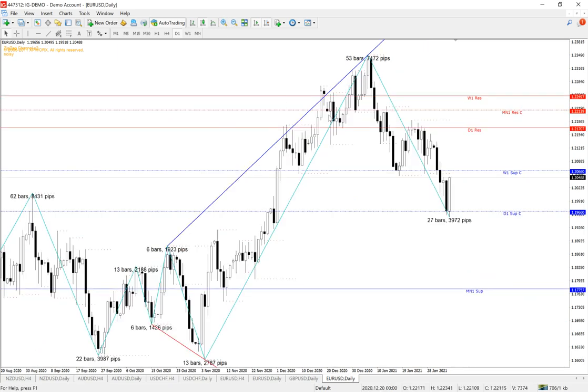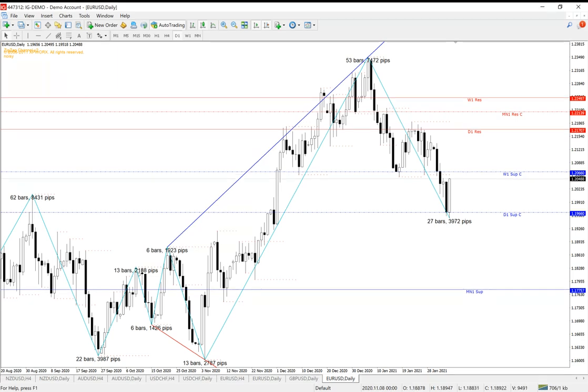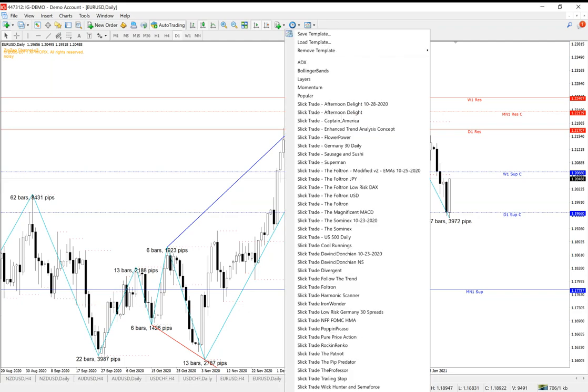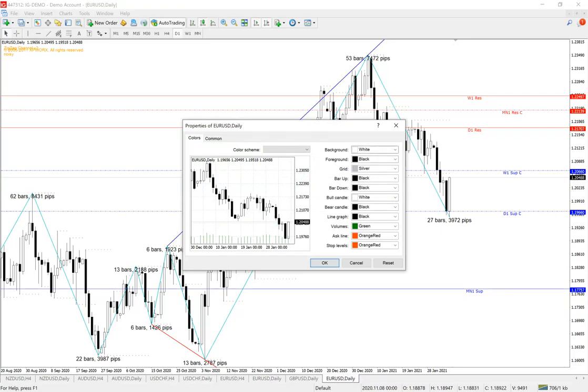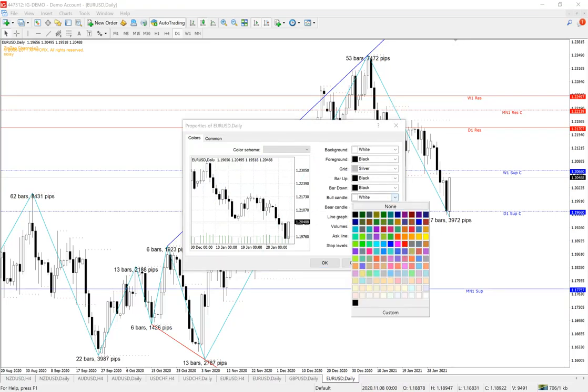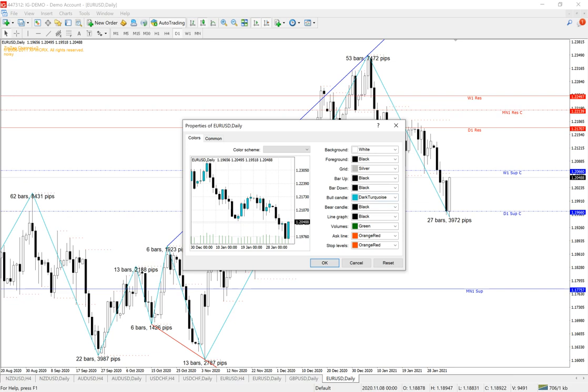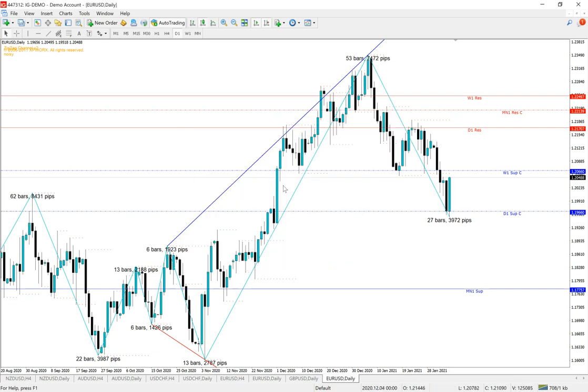So we had some breakouts here last week from our market commentary. I'm just going to zoom in a little bit for you here, and let me just change this properties. It'll be a little bit easier to see instead of that white on white for those candles there.